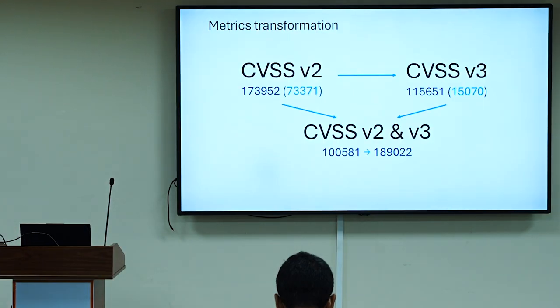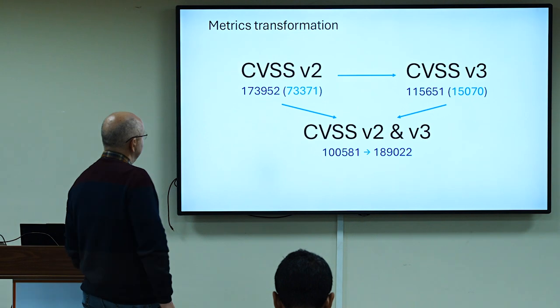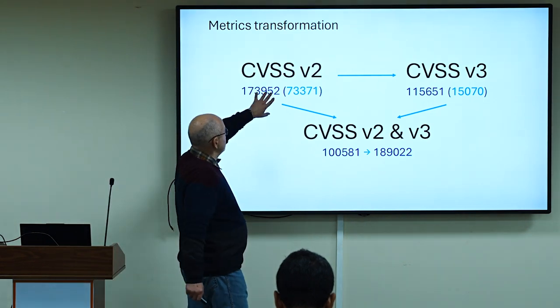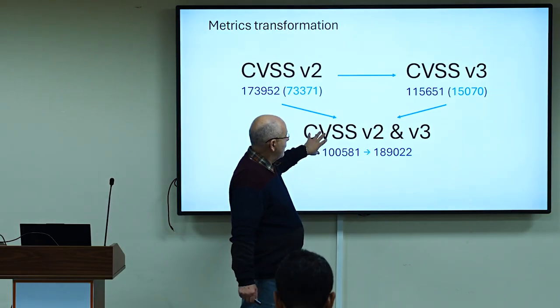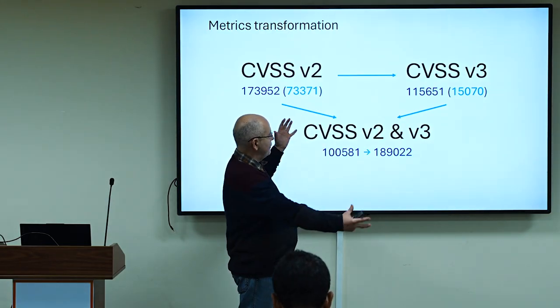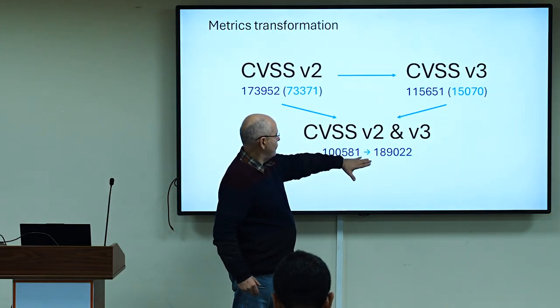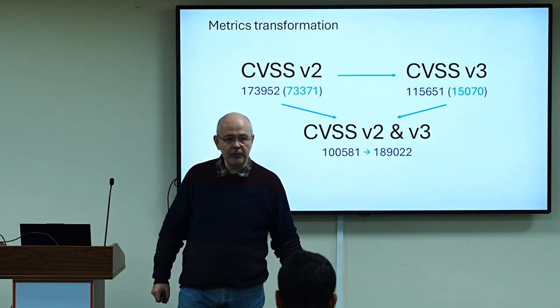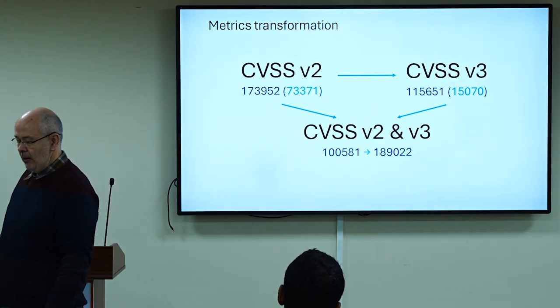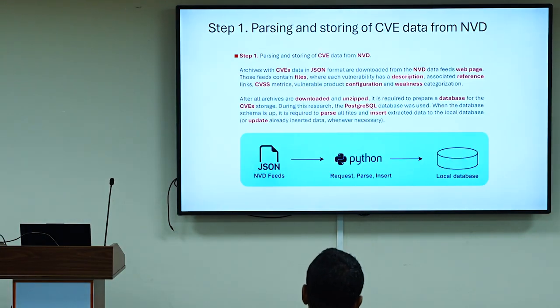Okay, and the metrics transformation question. This, again, is some preparation for your activity with software. So we have two main databases. They describe a quantity of vulnerabilities, and they do not intersect, but if we join them, of course we will have more vulnerabilities in the system, so it would be a more complete picture of the vulnerabilities in the system.